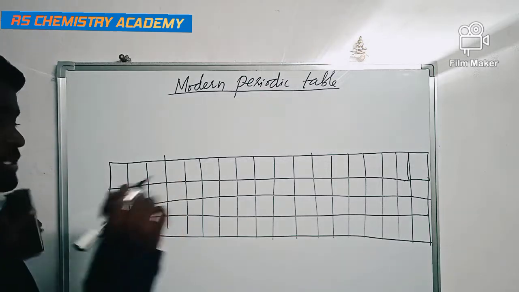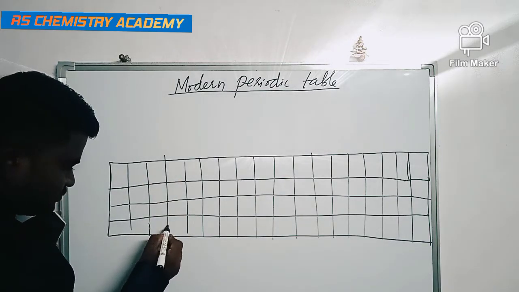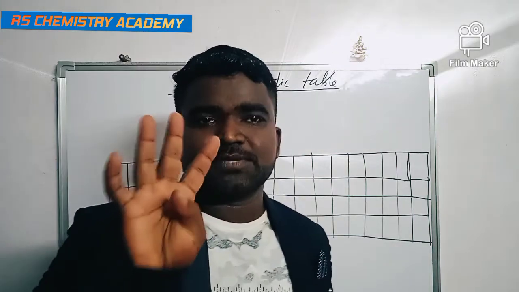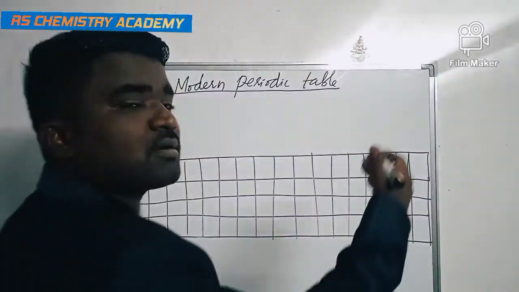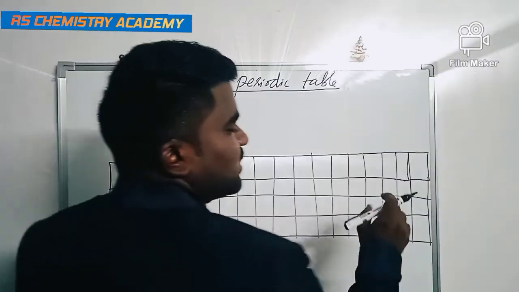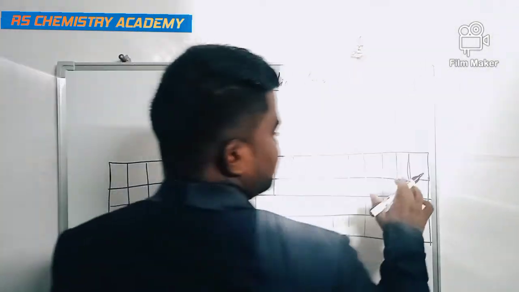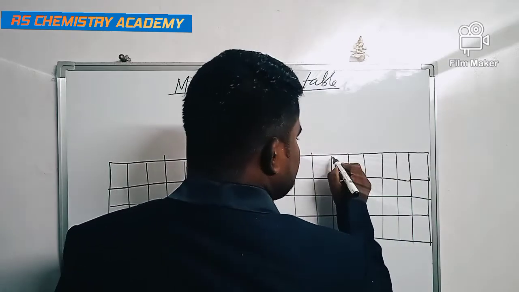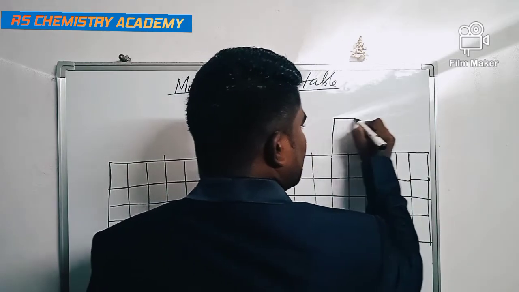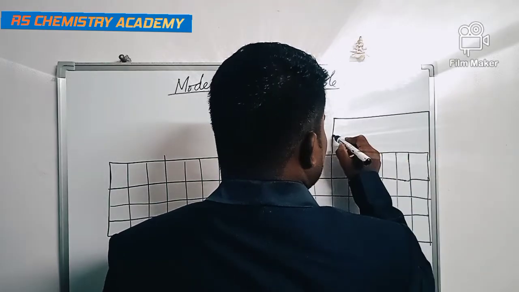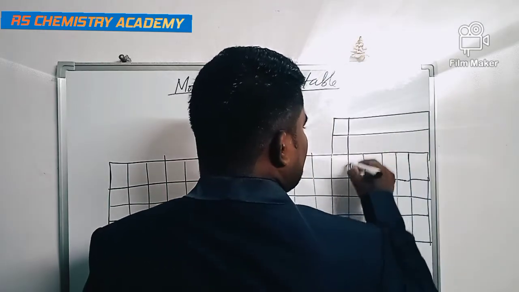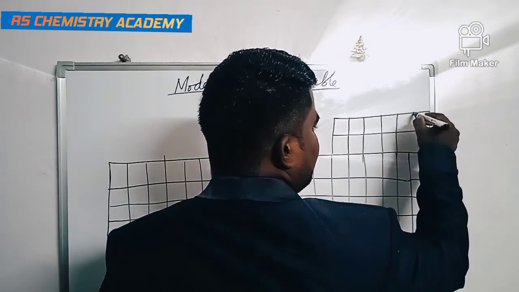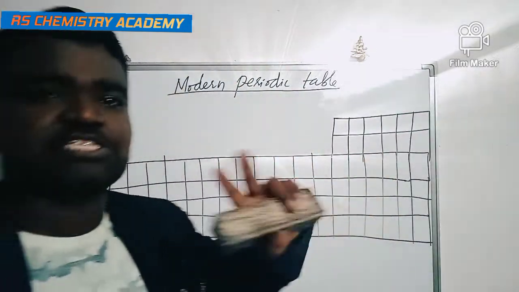Next, step 2. Step 2 is to choose 6 boxes from the right side, the right corner, in 2 columns. 1, 2, 3, 4, 5, 6. 6 boxes in 2 columns. 1, 2, 3, 4, 5, 6. This is step 2.